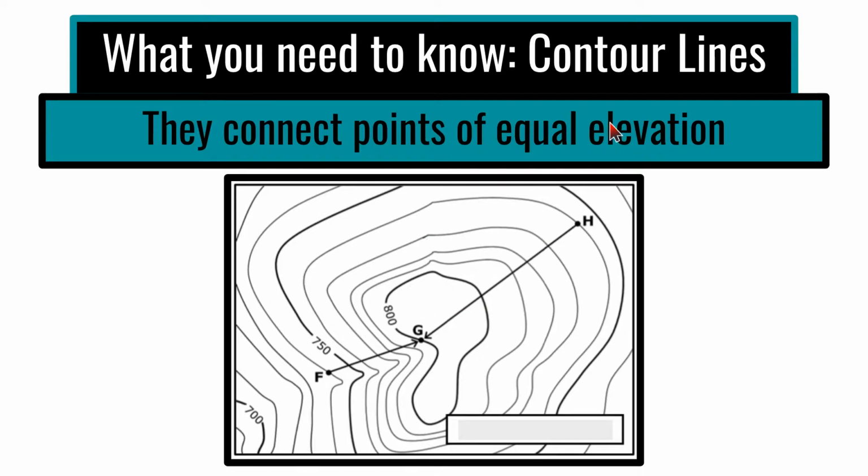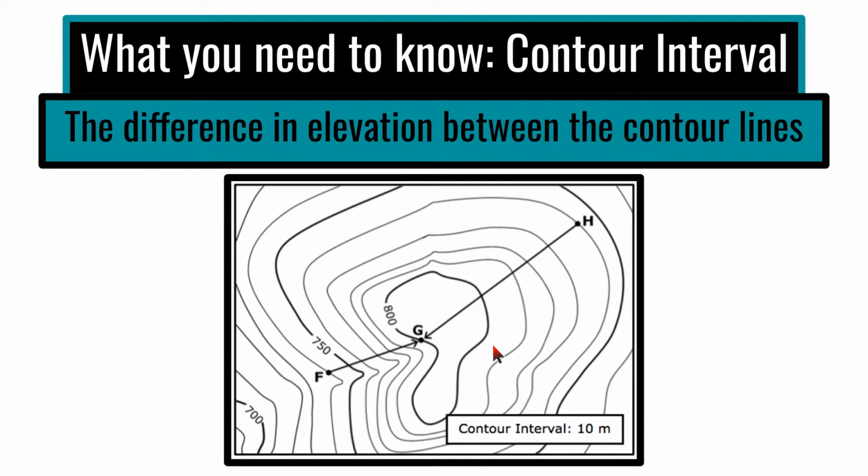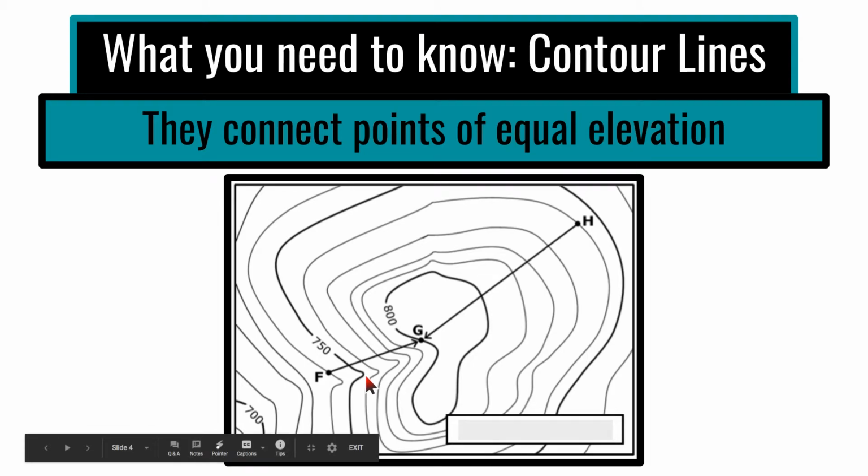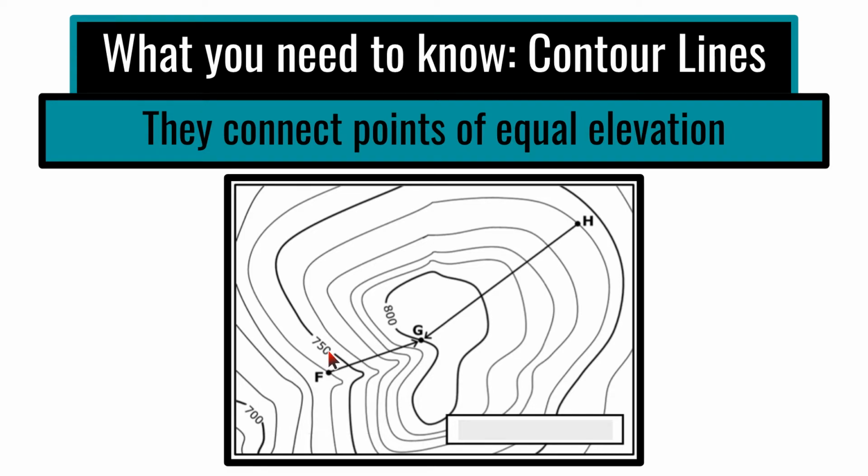All right, so we're going to spend a minute here definitely looking at this screen. It says they connect the points of equal elevations. So we have F and G and H. But look at these dark contour lines. We call these index contour lines. The index contour lines will always have a number by them. It's the index. When you think of an index, it gives you information.